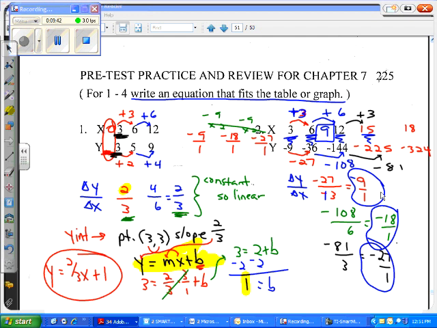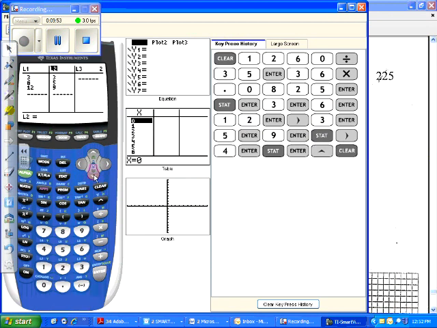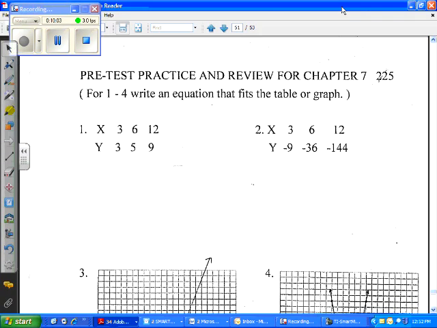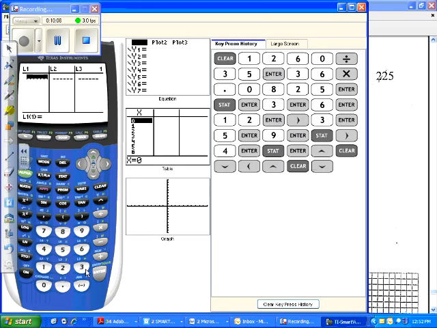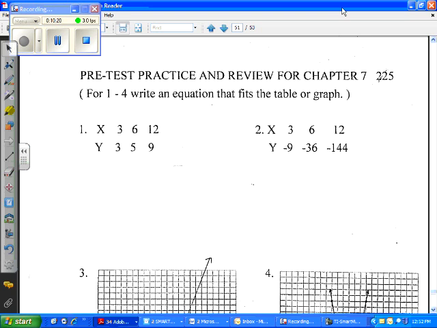So we're going to plug these numbers in, 3, 6, 12, 15, 18, to our stat edit L1. Stat, edit. To clear, we're going to go up, clear, down, over, up, clear, down. I'll remember those numbers this time. 3, 6, 12, 15. So 3, enter, 6, enter, 12, enter, 15. Remember the y's right quick. 9, 36, 144, 225.